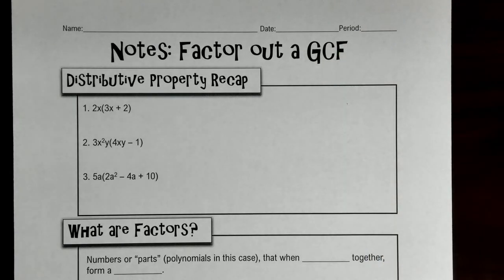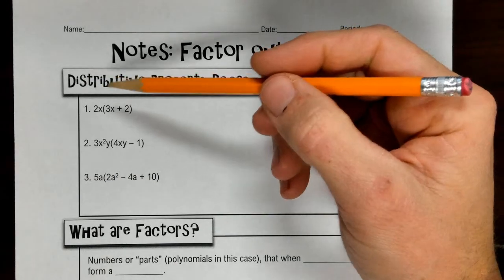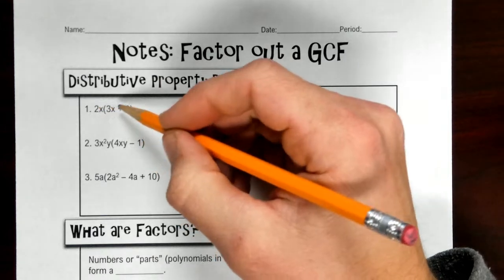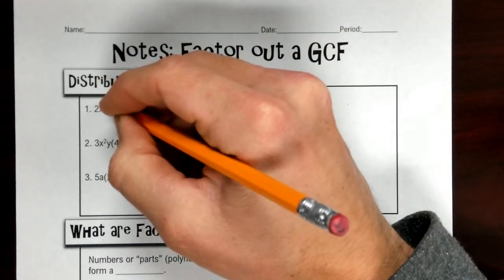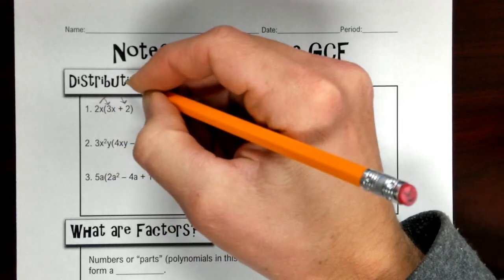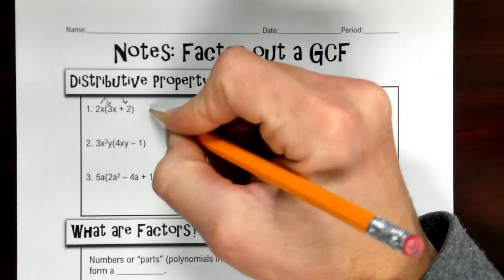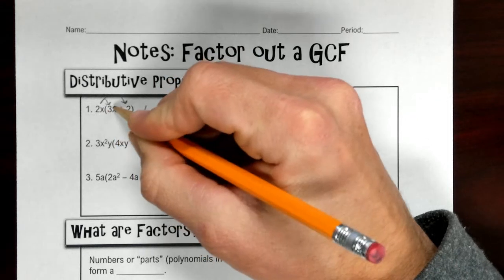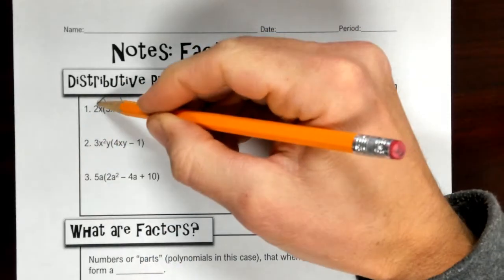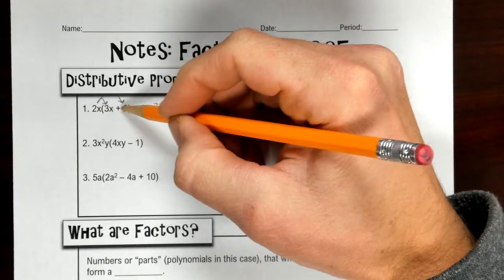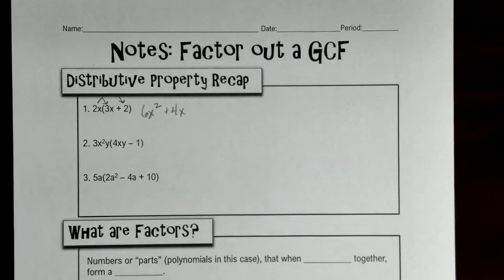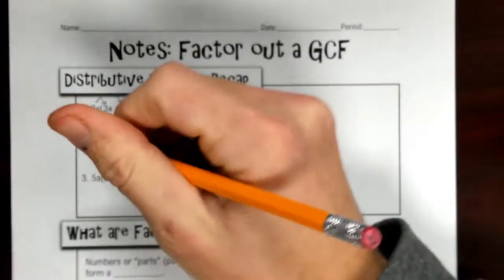Okay, so let's review something real quick. We talked about how to multiply monomials together, right? So example number 1, we would use the distributive property. We would multiply the 2x to the 3x and then the 2x to the 2. 2 times 3 is 6. X to the first times x to the first is x squared. And we distribute to the 2 also. So 2x times positive 2 is a positive 4x. There we are.